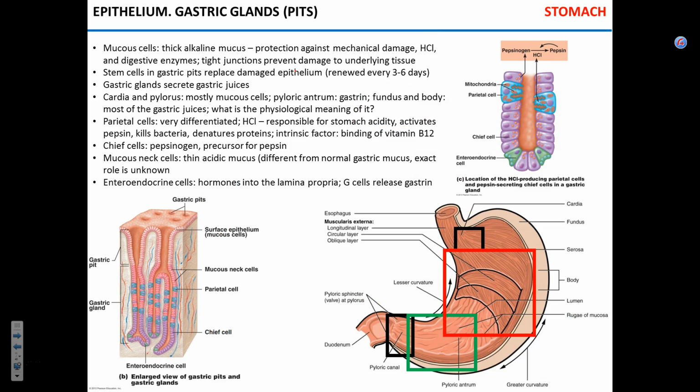So, what kinds of cells are exactly present in the gastric glands of the stomach? Well, first and foremost, the mucus cells. Mucus cells are closest to the surface, and they produce thick mucus that has a pH over 7. You know by now, I'm pretty sure, that the stomach contains acid. So this thick alkaline mucus protects the epithelial cells of the stomach mucosa from damage. These mucus cells are connected by tight junctions, which prevent damage to the tissues under the epithelium from the acid and digestive enzymes.